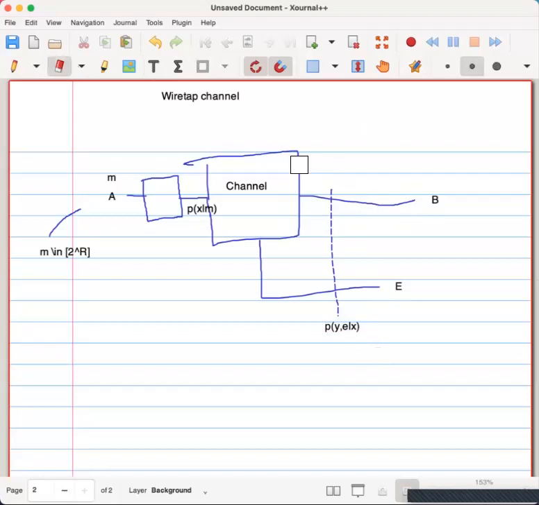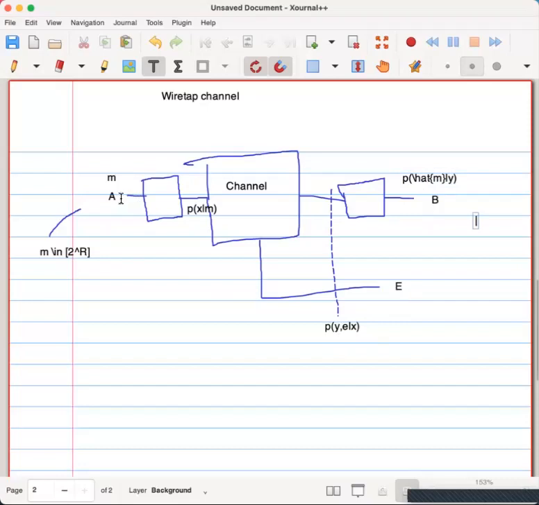Now Bob will pass the output Y through a decoder, and that will be his guess for what M was sent. I'm calling his guess M hat. So probability of M hat given Y. So this is like noisy channel coding, except that there's the eavesdropper E. So I have P of Y, E given X instead of just P of Y given X. And the question is, what is the maximum achievable rate that Alice can get? So how large can R be?